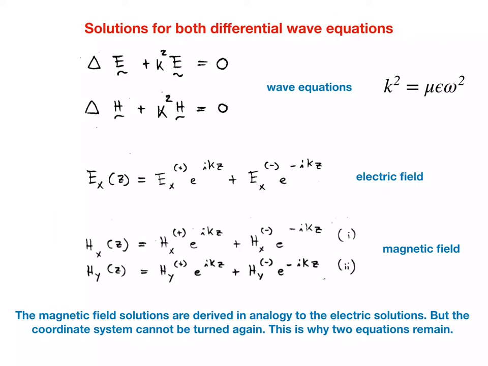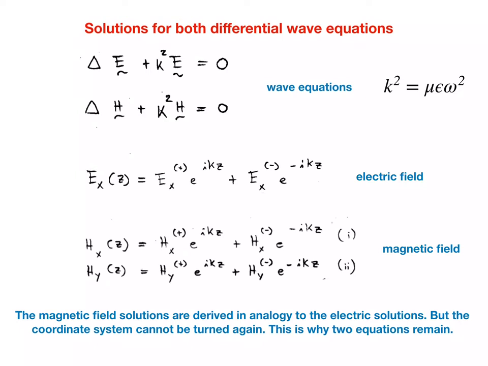Let us take stock. We have shown that the Maxwell equations yield wave equations for both the electric field E and the magnetic field H. They both have the form Laplacian vector field plus k squared vector field equals 0. K squared is equal to mu epsilon times omega squared. In order to achieve this, we have limited ourselves to single frequency waves of harmonic nature. We also require the waves to propagate in free space where there are no charges or currents. Requiring that our waves are transverse and plane, we have obtained a solution for the electric field.